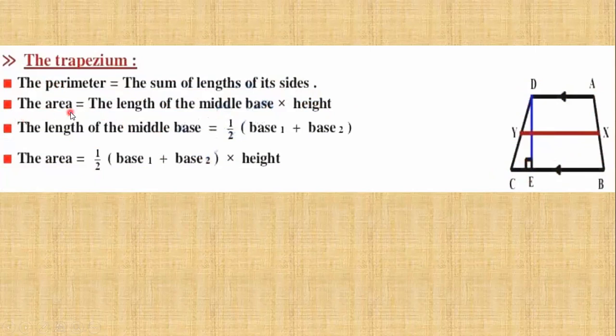About the area of the trapezoid, or trapezium, it is the length of the middle base multiplied by height. Once again, the length of the middle base is the average of the two parallel bases, AD and BC. The length of the middle base equals half the sum of the two parallel bases. So the area is half multiplied by the sum of the two bases, B1 and B2, then multiplied by height. Average base times height.